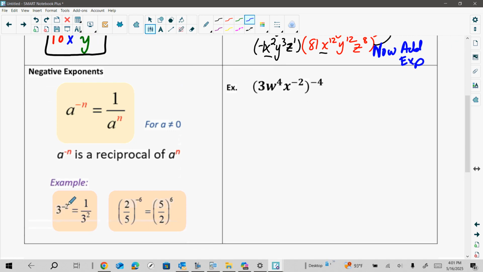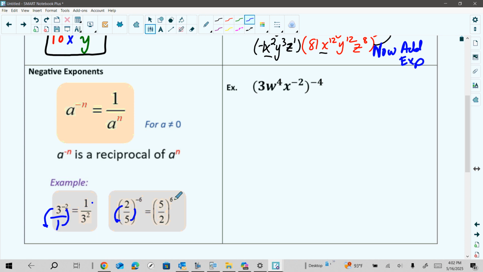Okay, so notice right here, this is kind of like saying if it's over 1, I'm going to flip that. So I put it to the bottom, the 1 comes to the top, and change the exponent to a positive. If it's a whole fraction, then you flip the whole fraction and change the exponent to a positive.